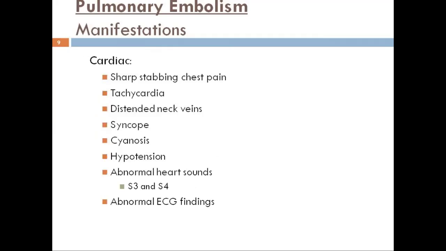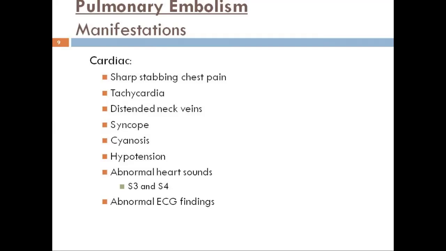And then some cardiac symptoms, what happens to the heart? So within the chest, the person will have sharp stabbing chest pain, right? And then the heart will be beating very, very fast, which we call tachycardia. And then if you look at the neck veins, you see distension of the veins. The veins will be distended, so we call them distended neck veins. And then the person may even have syncope. Syncope refers to fainting spells. The person may feel like fainting or even pass out.